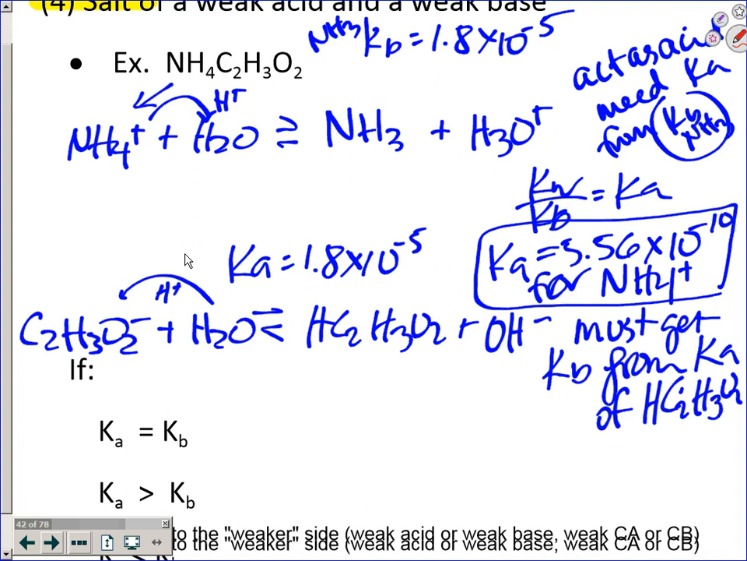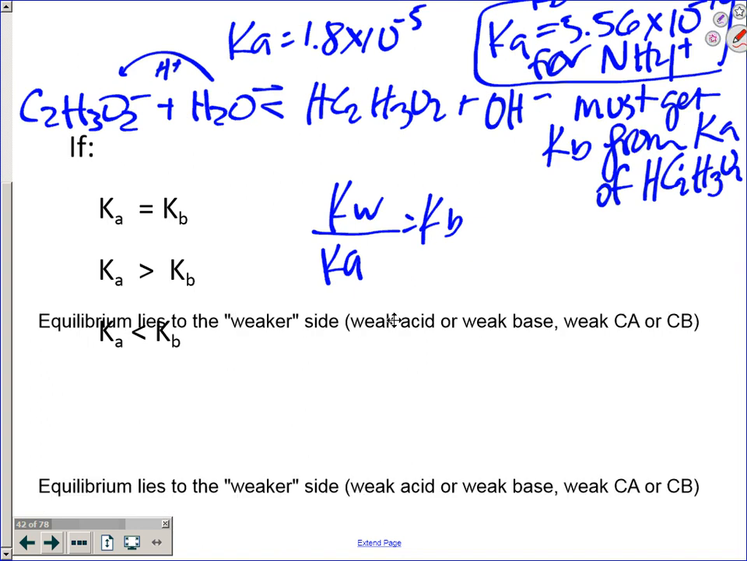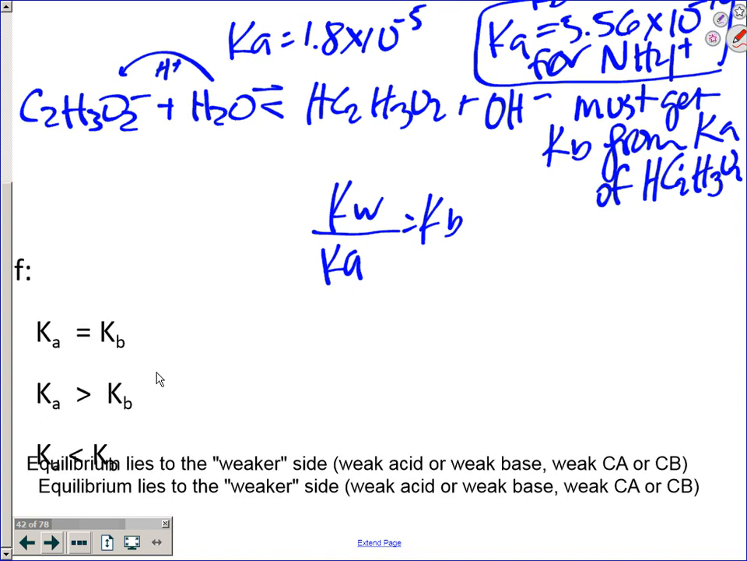What? It's the same thing. So we must still show our process of finding Kb for the acetate ion, which when we calculate Kw over the Ka value I just told you, we get 5.56 times 10 to the negative 10th again. This is the Kb for acetate.